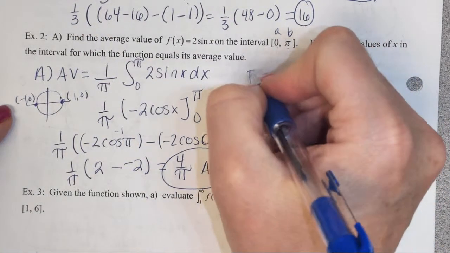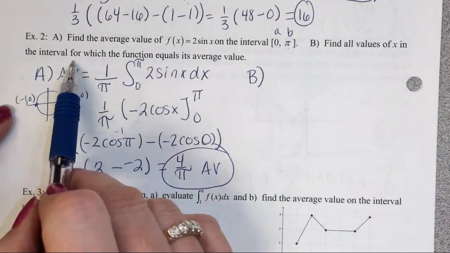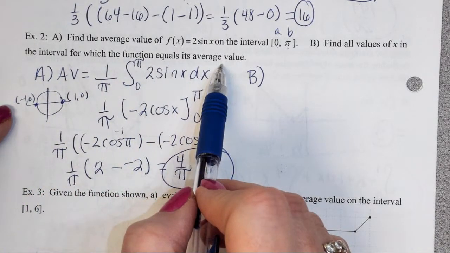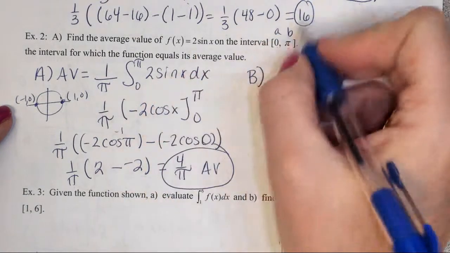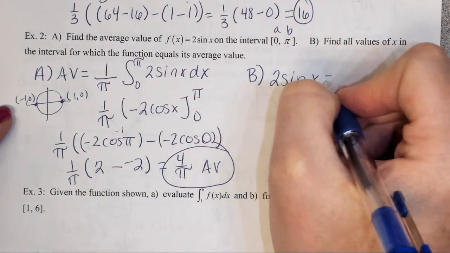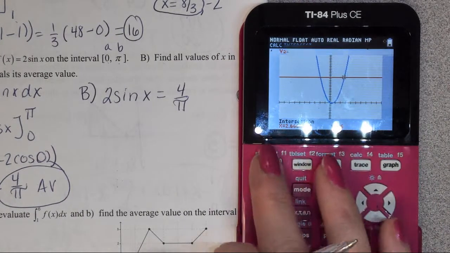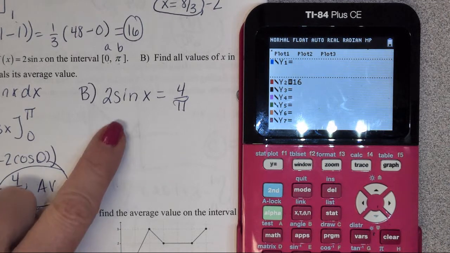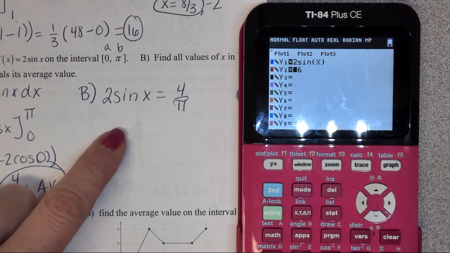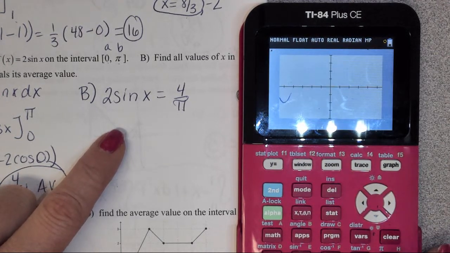So in part B now, it says, find all values of x in the interval for which the function equals its average value. Here's my original function, 2 sine x. When does that equal 4 over pi? Well, I can't factor that. There's no way to factor it. The only way I can solve this is to just use my graphing calculator. That's my only option. So I would now have to put in 2 sine x, and I would have to put in 4 over pi, zoom trig, because we're doing trig. We do zoom standard if it's just a regular function.